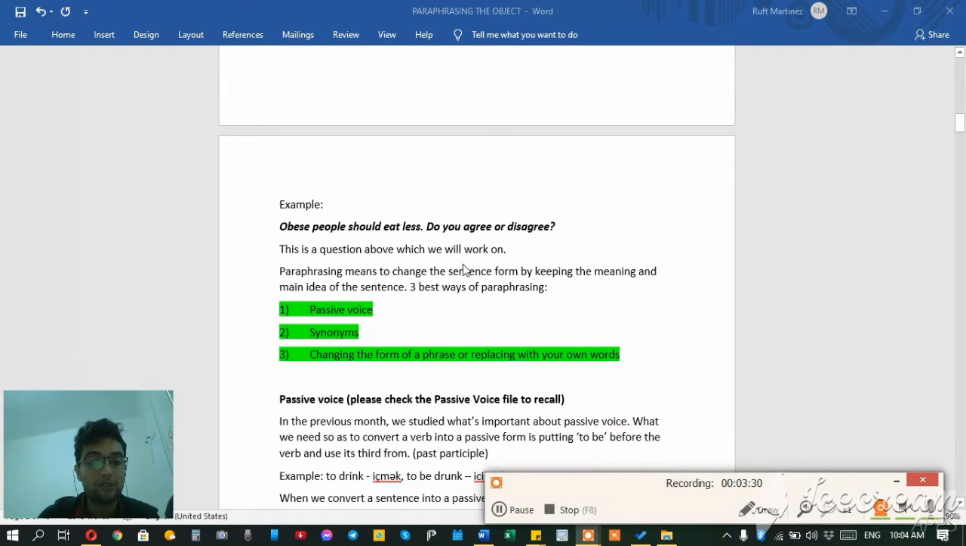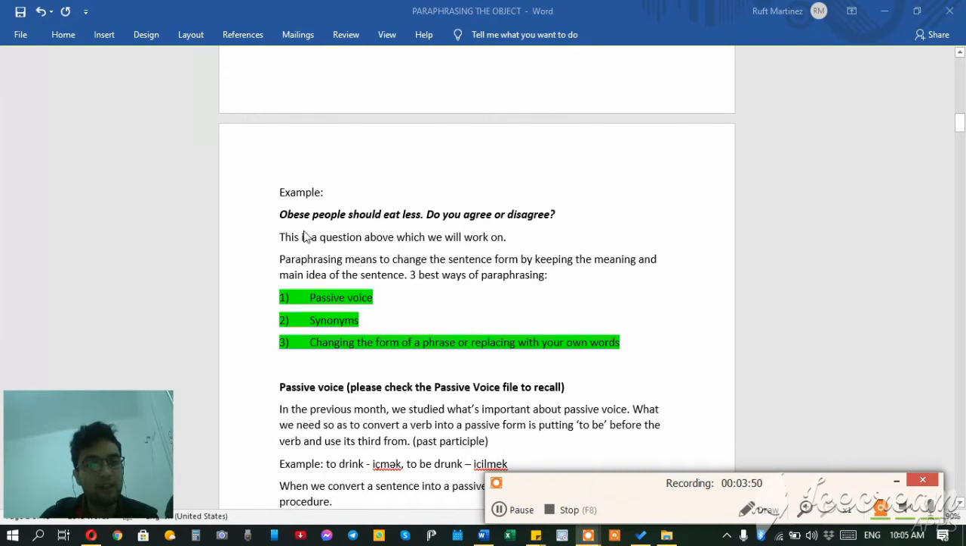Okay, so listen carefully. Let's take a look at this example. It says, obese people should eat less. Do you agree or disagree? You never, ever, in task 2 or task 1, paraphrase the question itself. You always paraphrase the sentence, okay? This is a question card above, which we will work on.